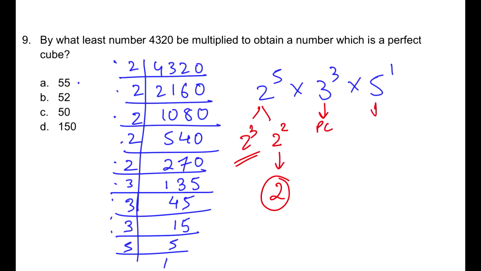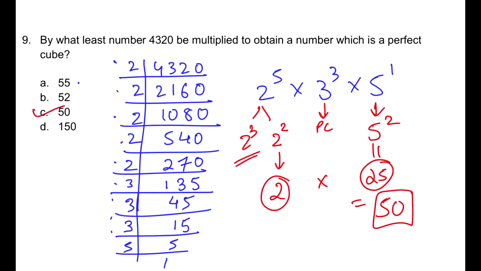But when it comes to 5 to the power 1, yes, I need 2 more 5s, that is 5 to the power 2 needs to be multiplied to 5 to the power 1 so that it becomes 5 to the power 3 and that becomes a perfect cube. So this is equal to 25. So basically 25 into 2, that is 50, should be the least number which should be multiplied with 4320 to make it a perfect cube. Perfect cube means all the prime factors' powers will be divisible by 3.